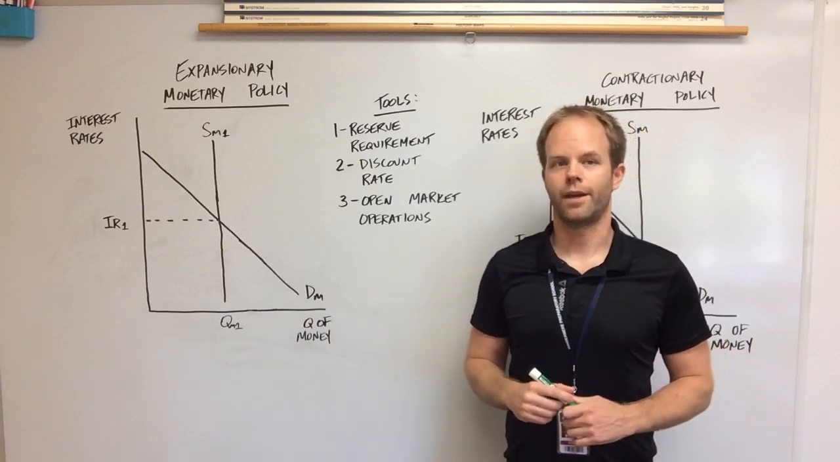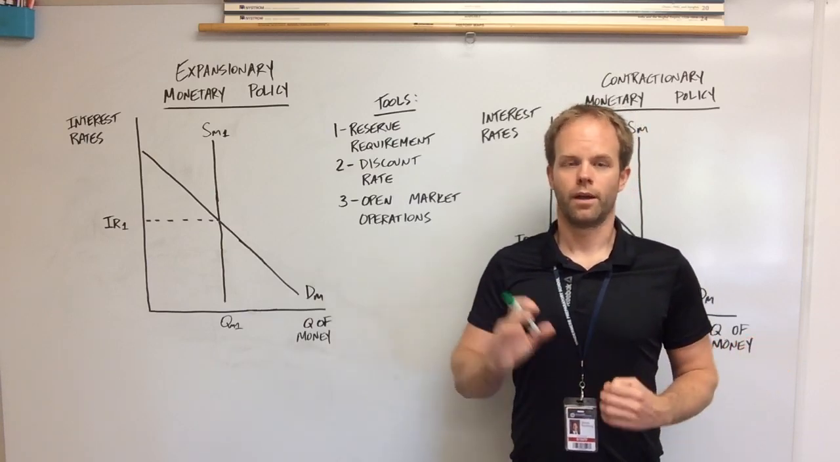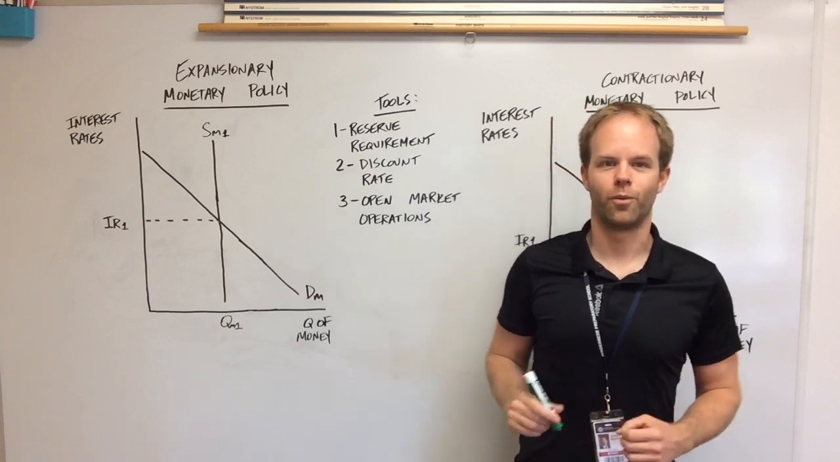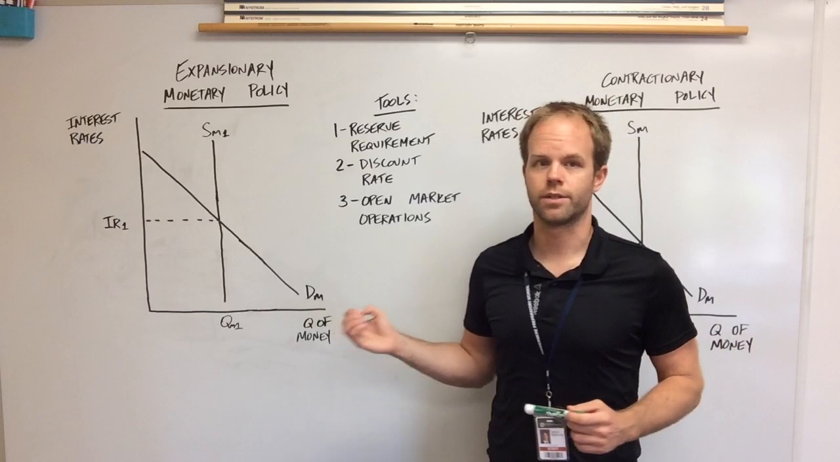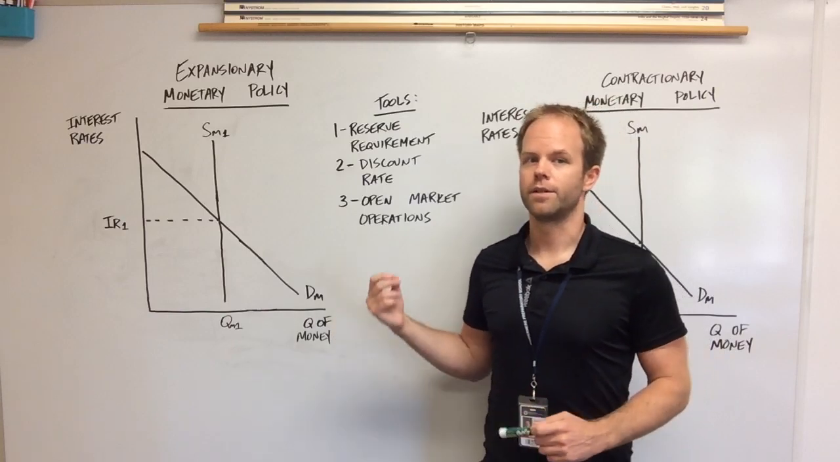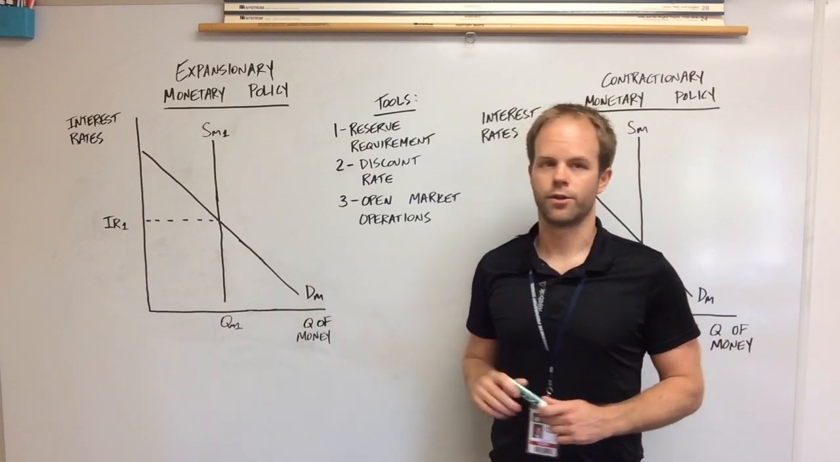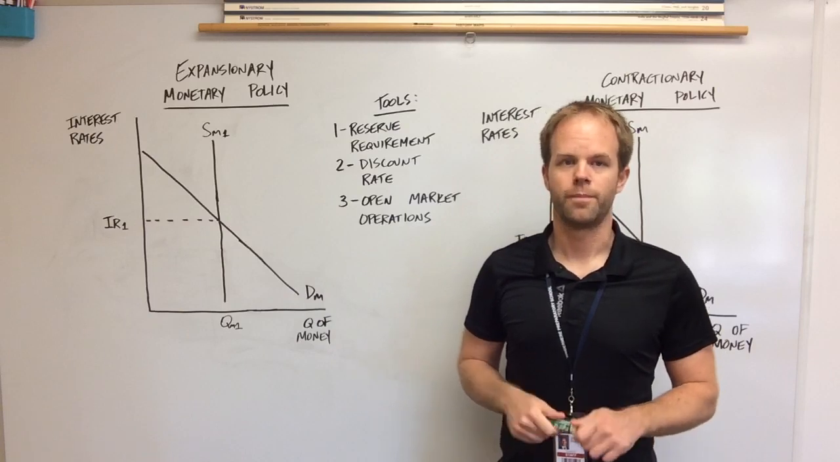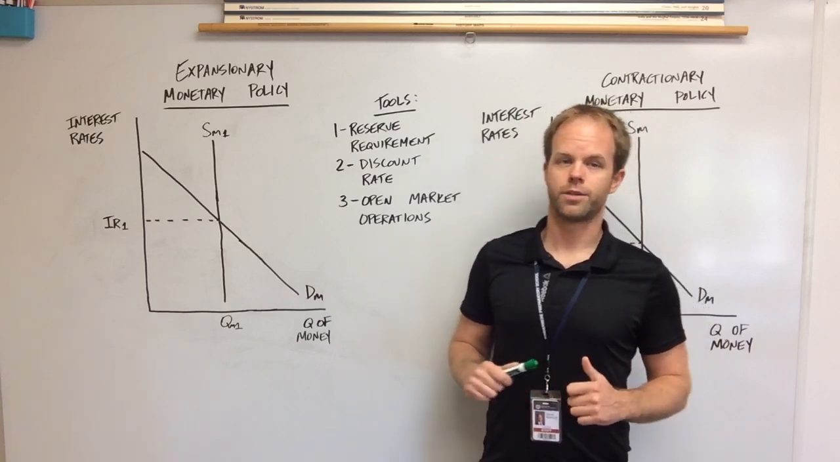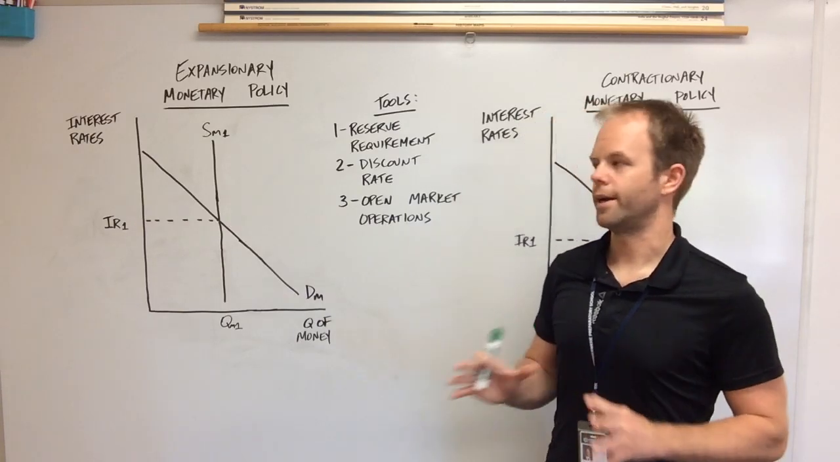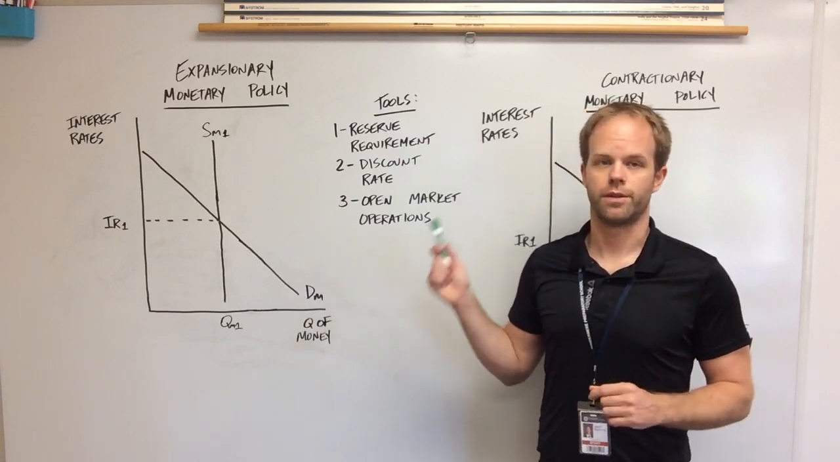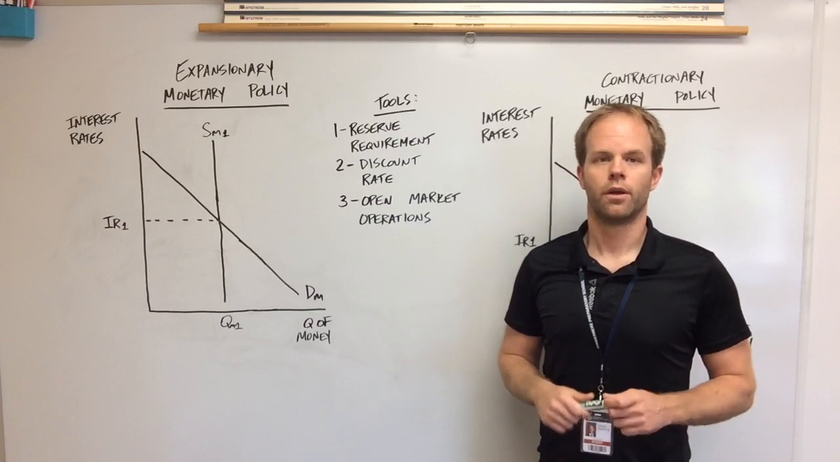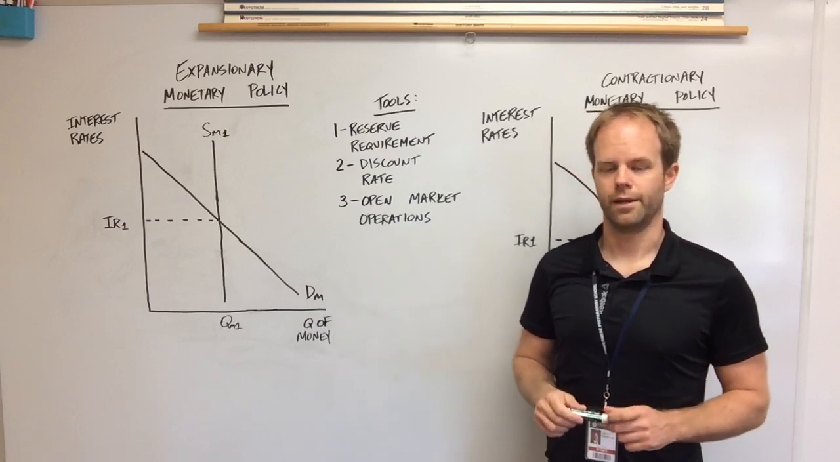So central banks can't just pick a magic number and then wave their magic interest rate wand and make the interest rate be whatever they want. They have to adjust the supply of money relative to the demand for money to get the interest rate that they want. Okay, and also central banks cannot magically make the supply of money increase or decrease. They have some tools at their disposal to do that, which we'll talk through in a second.